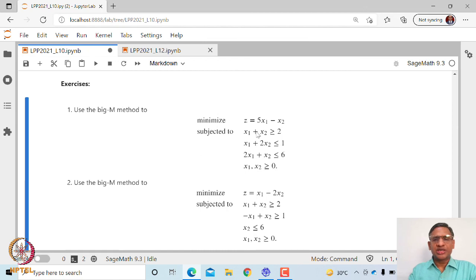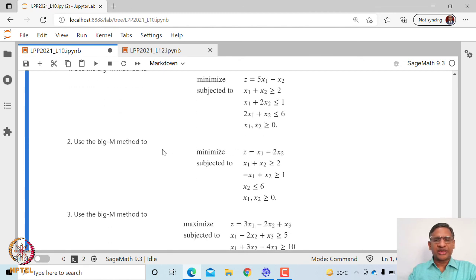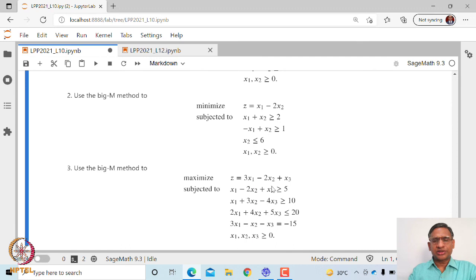The first exercise involves two variables with three constraints. One constraint is greater than or equal to and the other two are less than or equal to. The second is again of minimization type involving three constraints, and the third one involves three variables and it includes greater than or equal to, less than or equal to, and equality constraints.